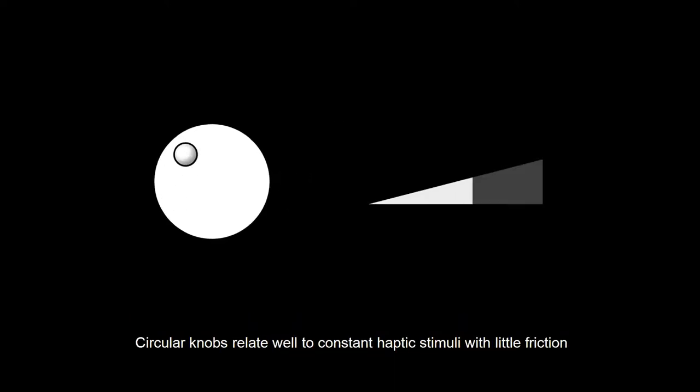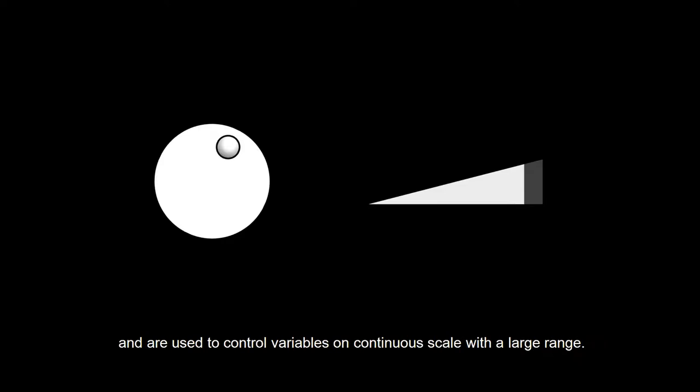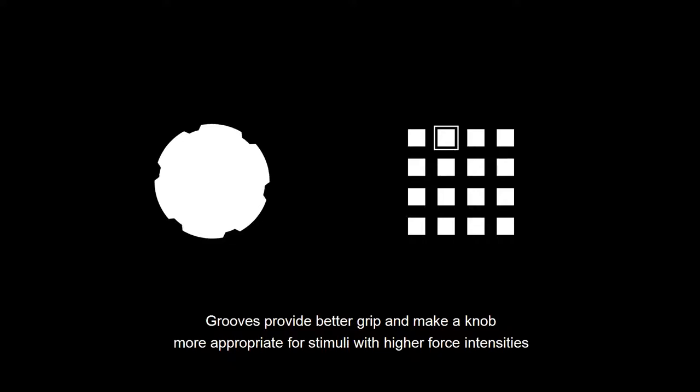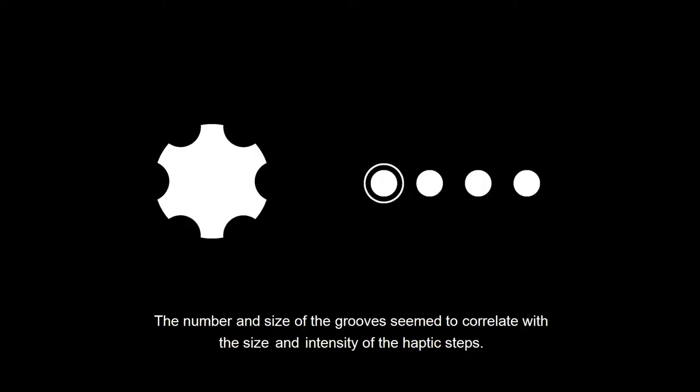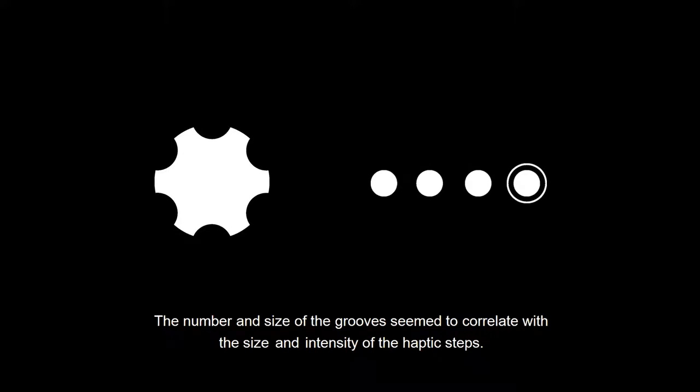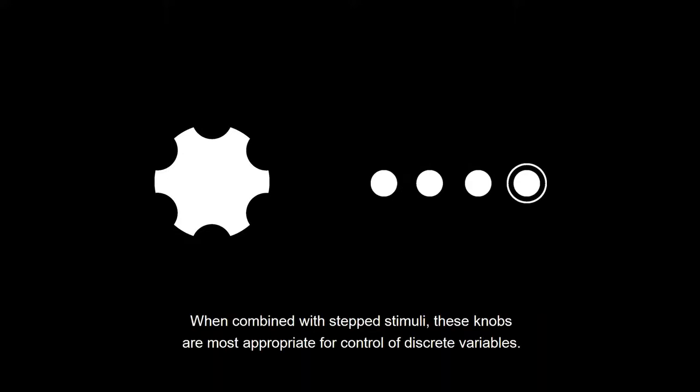Circular knobs relate well to constant haptic stimuli with little friction and are used to control variables in a continuous scale with a large range. Grooves provide better grip and make a knob more appropriate for stimuli with higher force intensities and improve its relation to step stimuli. The number and size of the grooves seem to correlate with the size and intensity of the haptic steps. When combined with step stimuli, these knobs are most appropriate for control of discrete variables.